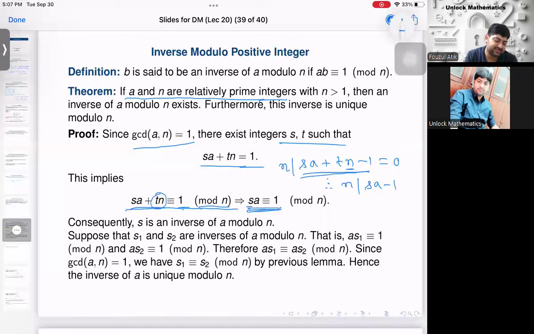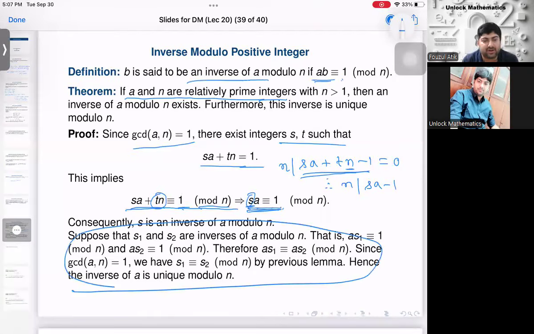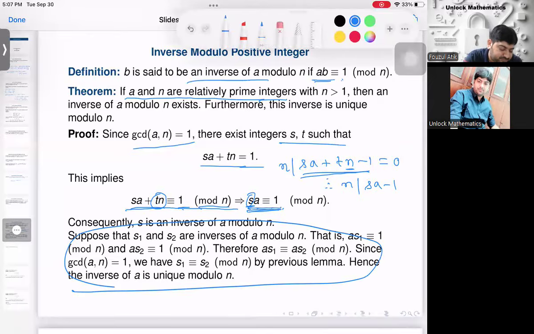It means s is the inverse of a modulo n, because this is the definition. b is said to be an inverse of a modulo n if a times b is congruent to 1 modulo n. So s is an inverse of a modulo n. And this part is the uniqueness proof, that is not required much. So if you are interested, you can just check the proof.